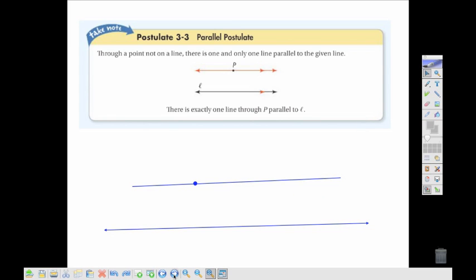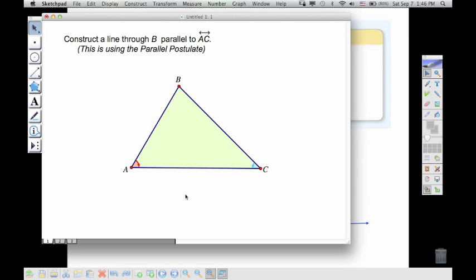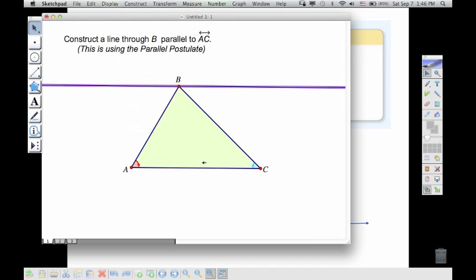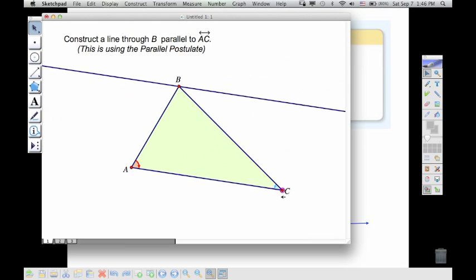Now we're going to use that for proving what we just showed about the triangle. Notice here I have a triangle. I want to show that the angles add up to 180 degrees. The first step is to use the parallel postulate. If I take a line, in this case AC, and I want a line parallel to it through B, I can do that. On Sketchpad, it's easy: just construct a parallel line as long as I've highlighted the line and the point not on the line. Even if I move C, it's always going to be parallel.